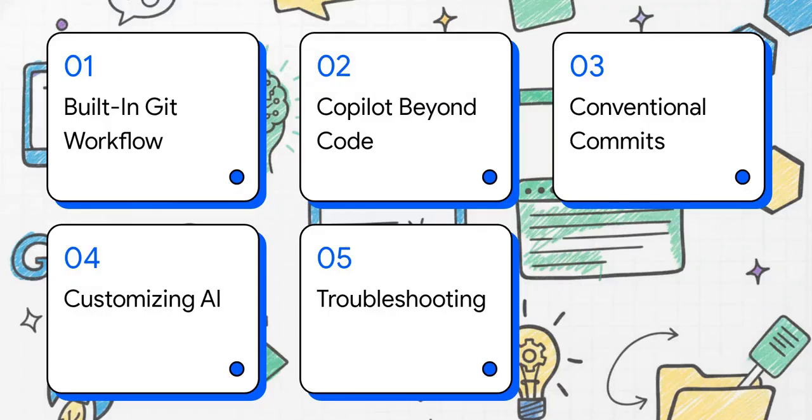Here is our roadmap. Think of this explainer kind of like a video game progression. We're going to start with level 1, the built-in Git workflow. Then we'll move to level 2, Copilot beyond code completion, and level 3, strict conventional commits. After that, we hit the boss level, customizing AI in VS Code, before finally wrapping things up with troubleshooting and account setup. Let's jump right in.